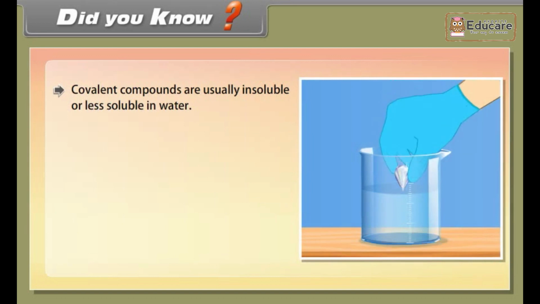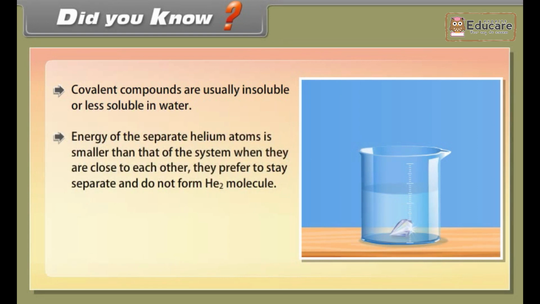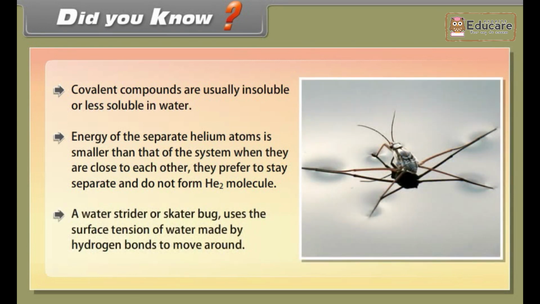Did you know? Covalent compounds are usually insoluble or less soluble in water. The energy of the separate helium atoms is smaller than that of the system when they are close to each other. They prefer to stay separate and do not form the He2 molecule. A water strider or skater bug uses the surface tension of water made by hydrogen bonds to move around.